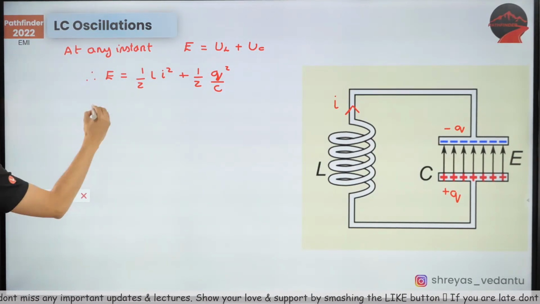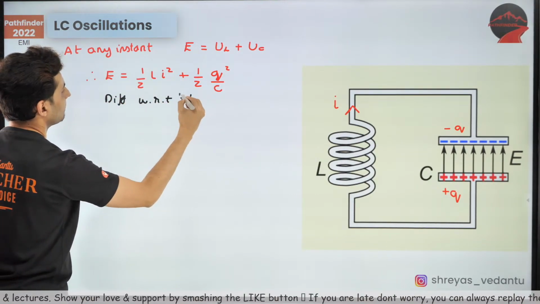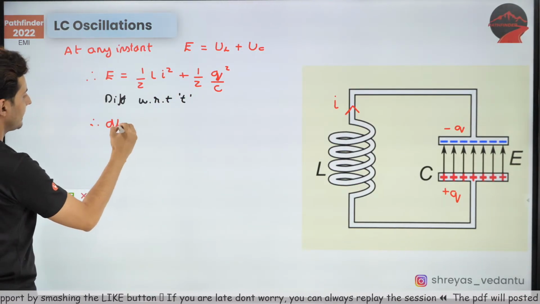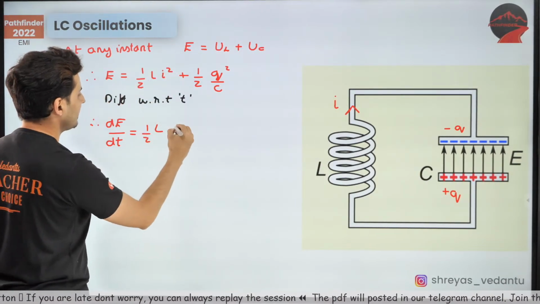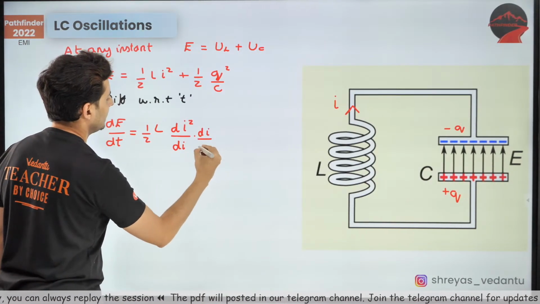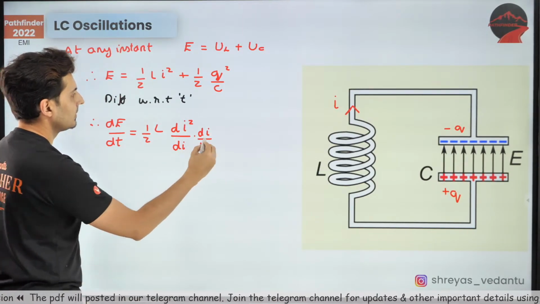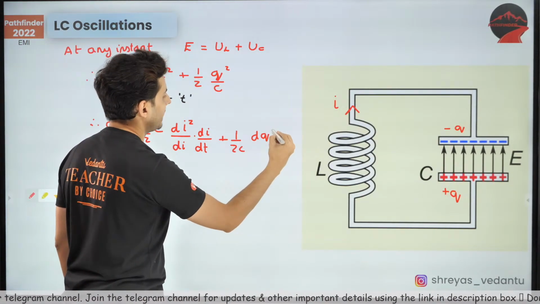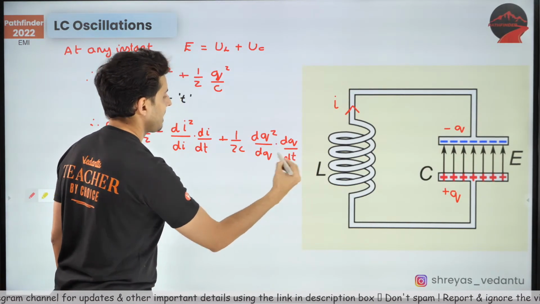Differentiate both sides. What am I doing? Differentiate both sides with respect to time. Let's see what happens. dE by dt, the rate of change of energy, will be half L, which is a constant, times the derivative of I square. It cannot be taken directly with respect to time, so I'll use the chain rule into dI by dt. The reason is that this is I, this is time, so I have to use the chain rule. Plus half C, and the derivative of Q square cannot be taken directly with respect to time, so use the chain rule again over here. Make sense?